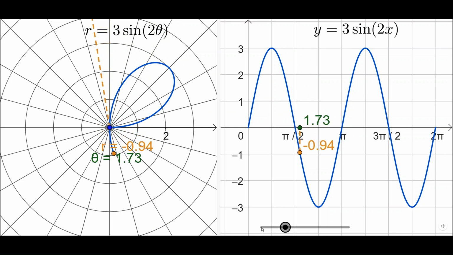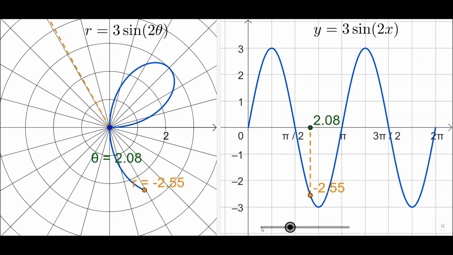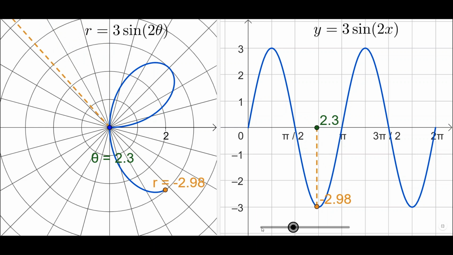So notice as my angle is pointing into the second quadrant, as I continue this rotation, once it hits 3 pi over 4 in the second quadrant, then I'm at a negative 3 y value, which means I'm at a negative 3 r value. So instead of that point being in the second quadrant on the 45-degree angle line, it's actually in the fourth quadrant at 7 pi over 4.